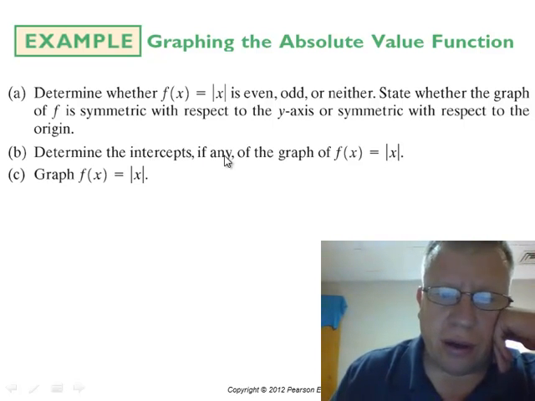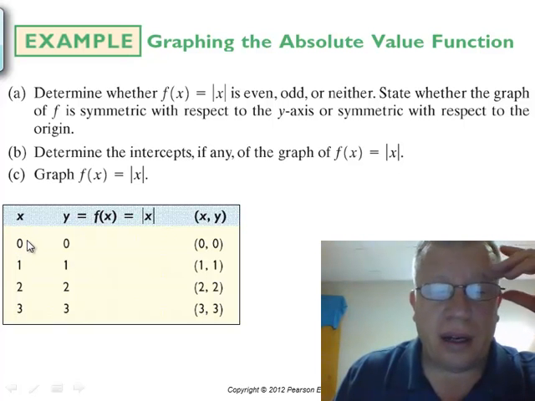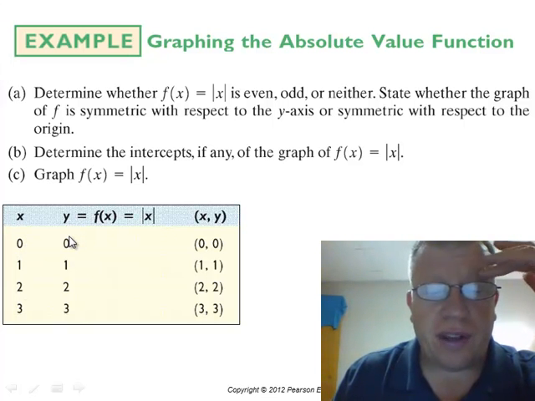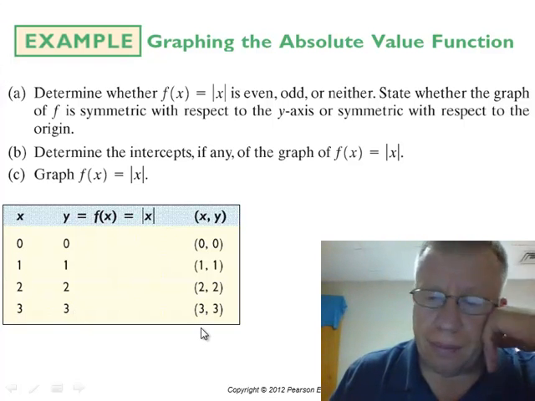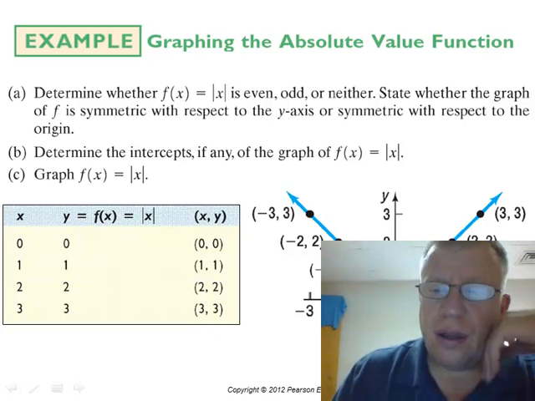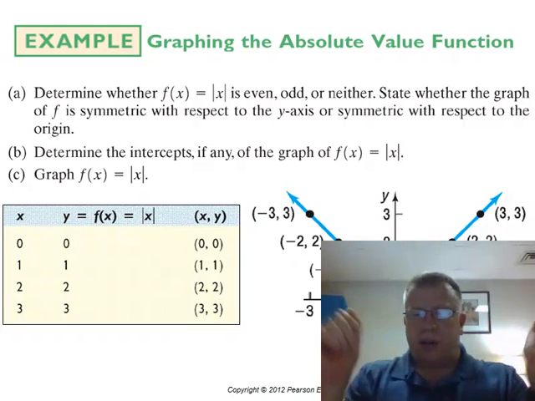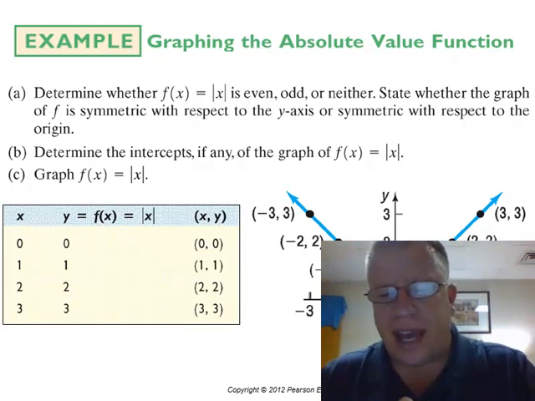And then we'll go ahead and graph this function as well. So here are some points that we can plot, some different values for x, and of course the absolute value of these numbers is the same as the numbers. So we got these points to plot, and there it is, and then we can reflect that straight line across the y-axis. So you've got this nice V-shaped graph of the absolute value function.